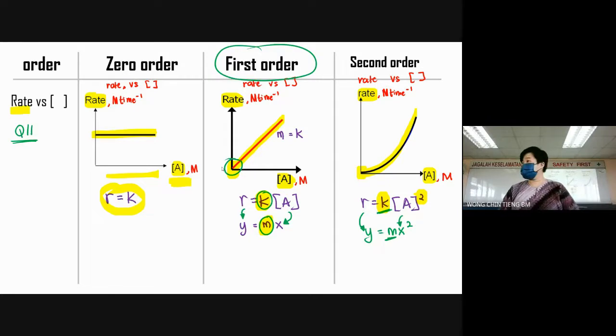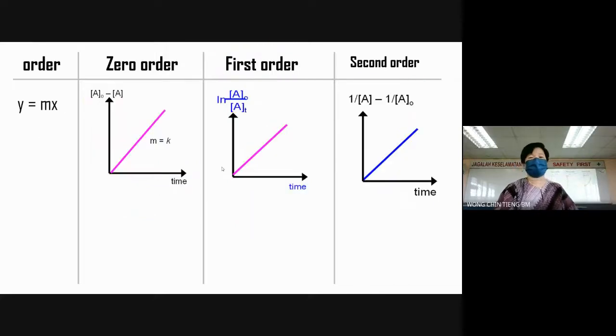Y2 minus Y1, X2 over X1, right? If you can't clear the gradient, you have to go back to kindergarten. Okay, happy with this? Good. Next.